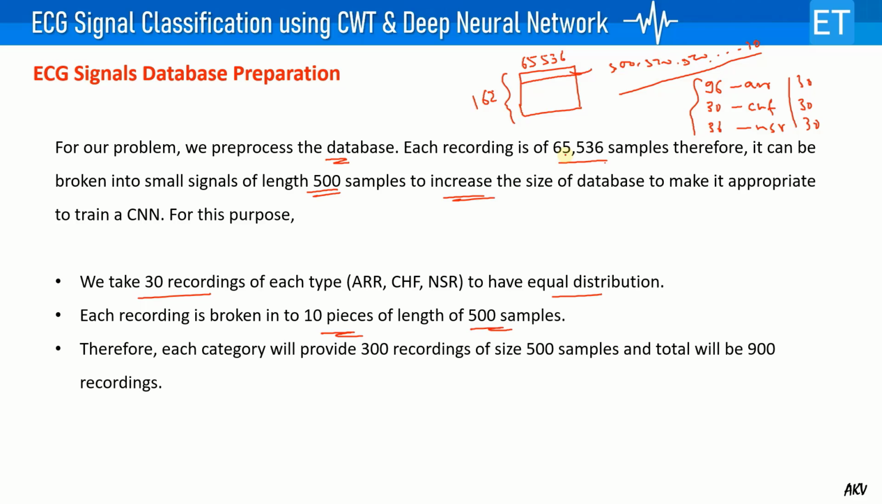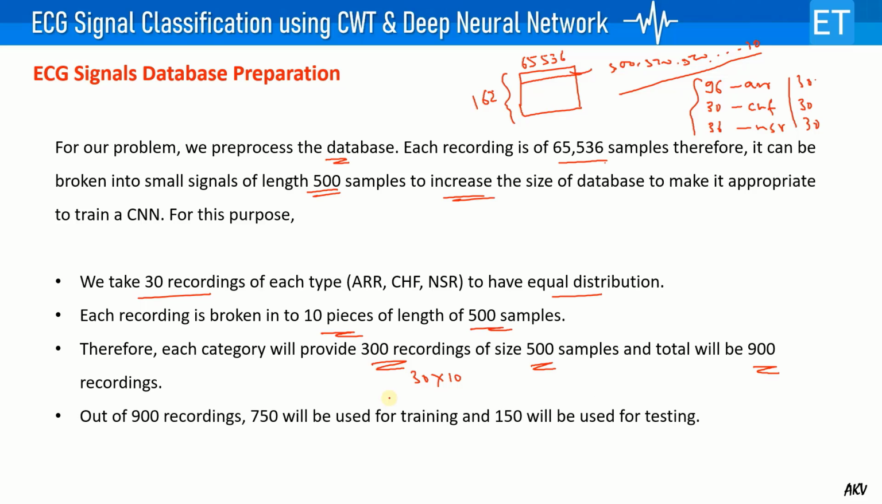procedure. So since we have a total of 3 classes, each has 30 signals, and all 30 signals are broken into 10 pieces. So obviously there will be 300 recordings. I mean 30 into 10, and each is of size 500. And since there are 3 classes, there will be a total of 900 recordings. So now the size of the database is 900 ECG signals. Out of this 900, we will take 750 for training and 150 for testing.